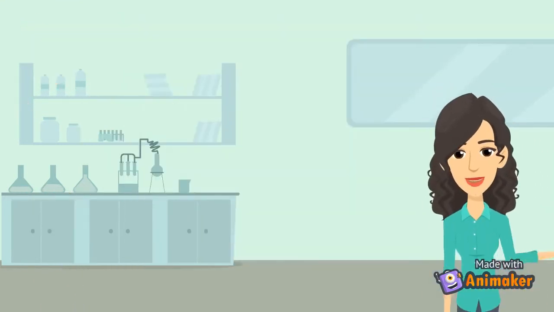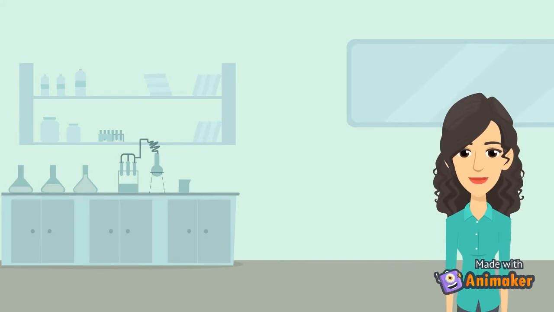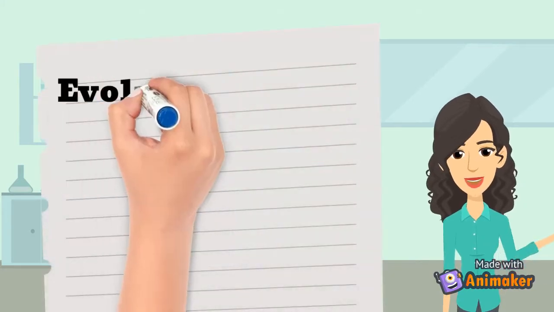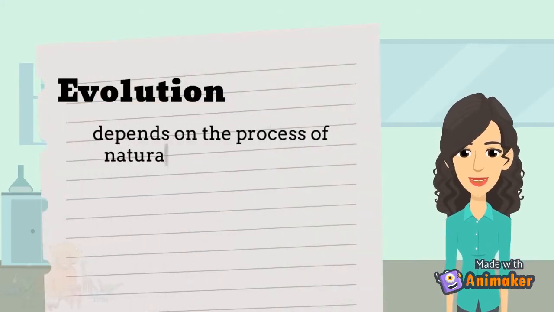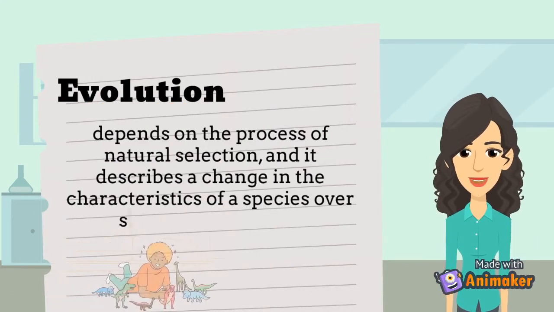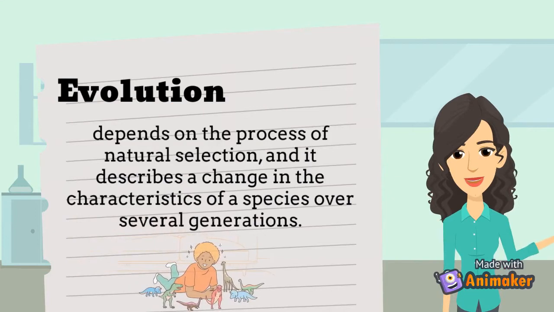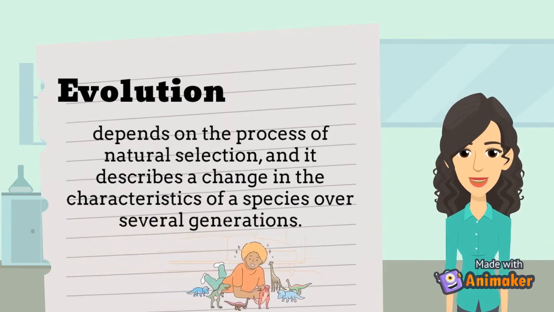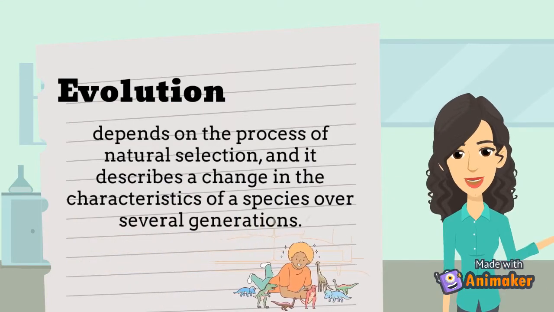Before we proceed, let us first define evolution. Evolution depends on the process of natural selection, and it describes a change in the characteristics of a species over several generations. Basically, it is based on the concept that all species are related to each other and gradually change due to some factors that might occur over time.